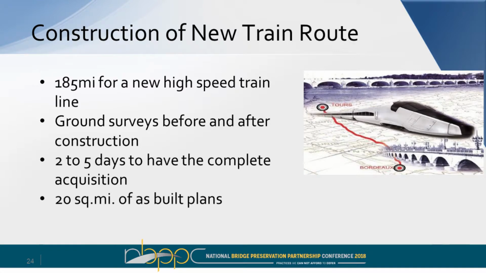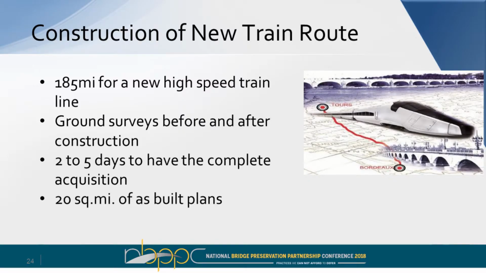And this one is a little bit more elaborate. This one is in France. They're building a new train route, so they're using us to do surveys before construction and then model some of the as-builts after construction of just some of the interchanges. But it's 185 miles long. It only takes about 2 to 5 days. This one we're just using the helicopter to drive along. But in the end, we estimate we'll have about 20 square miles of as-built plans of the interchanges just from these aerial images.